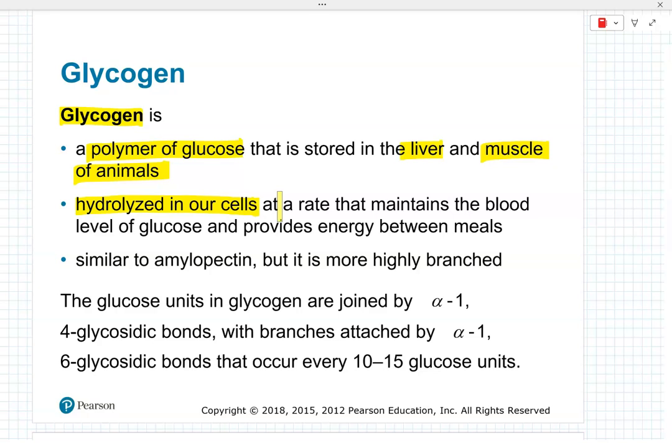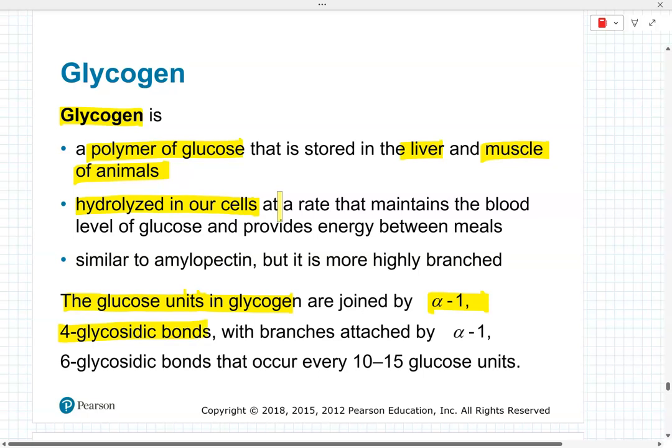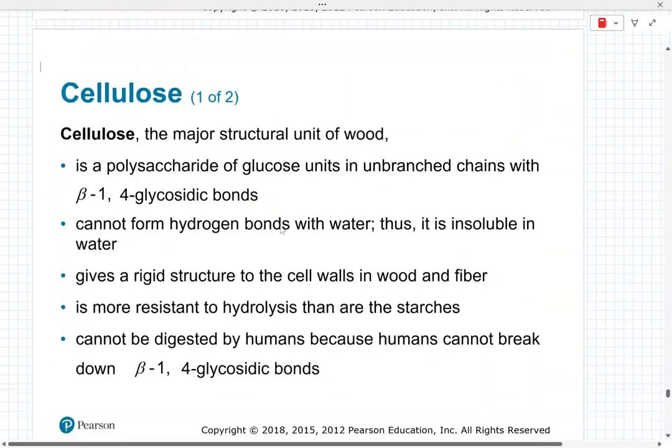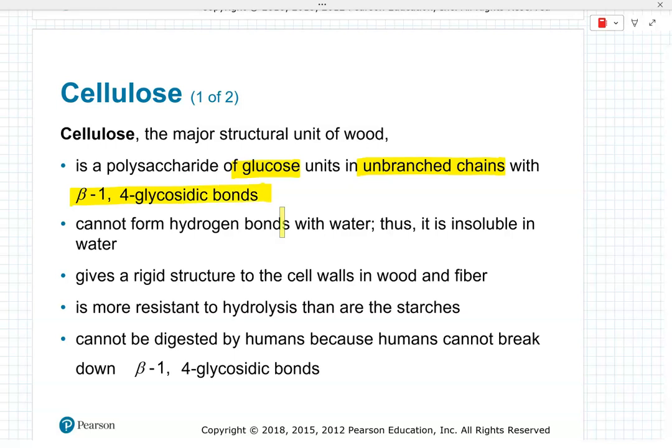I want to highlight that the units are connected by 1,4-glycosidic bonds, and the branches are formed by alpha-1,6 glycosidic bonds, exactly like in amylopectin. From the standpoint of bonds, glycogen and amylopectin are essentially the same. Cellulose is different. Glucose units, okay, unbranched chains. Now look at the bond. It's not alpha-1,4, it's beta-1,4. Making sense?